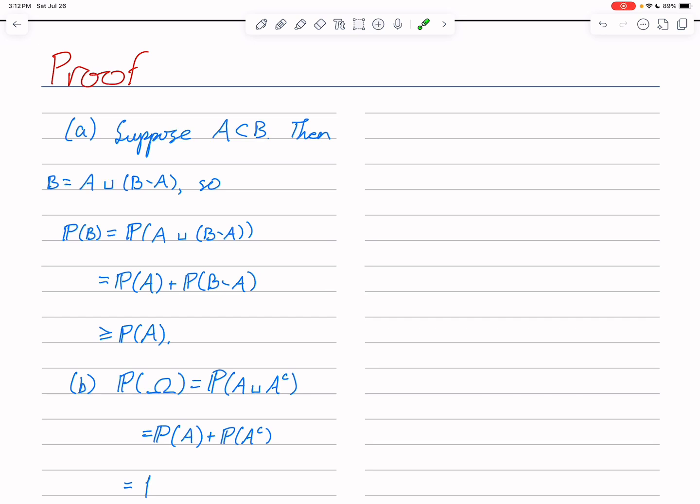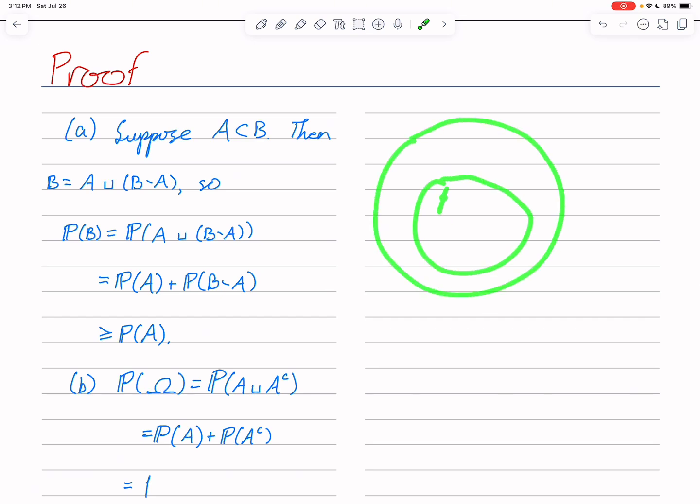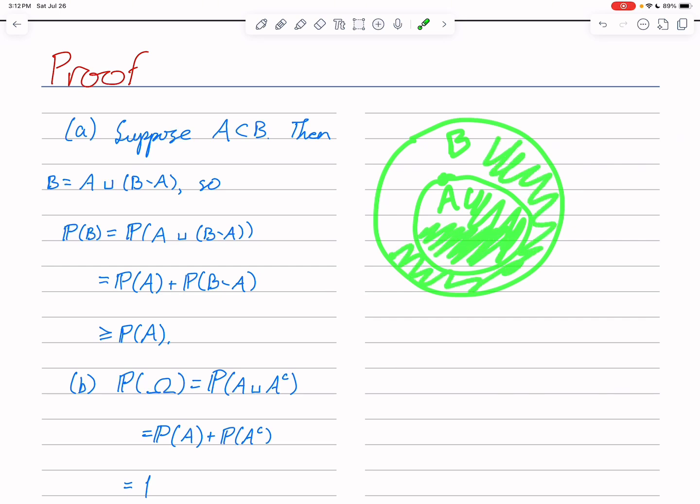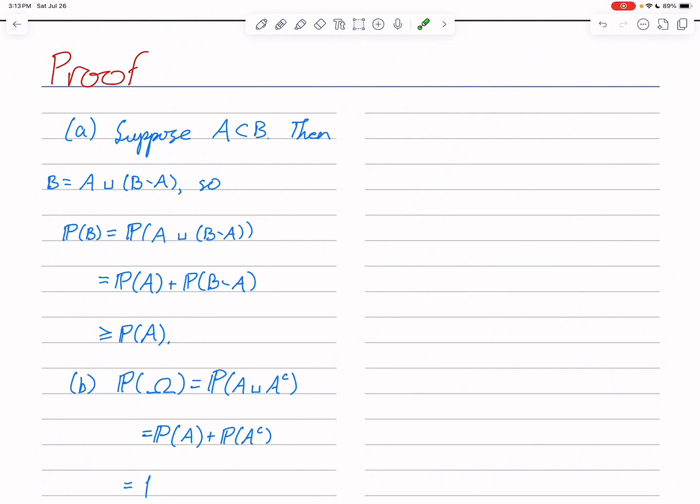In particular, because A is a subset of B, we would like to decompose B into two parts, right? The part that is A, and then the part that is outside of A, but still inside of B. So that's B minus A. This is a way of cutting B into two disjoint pieces. We replace B with this carving.